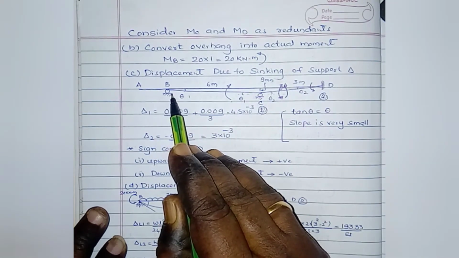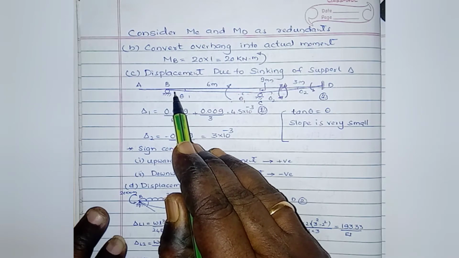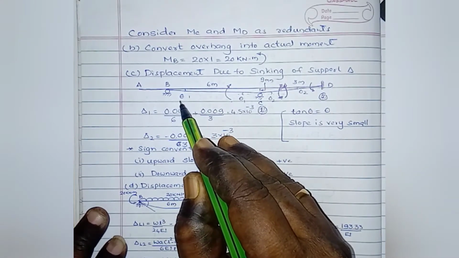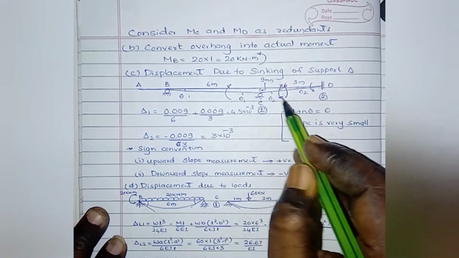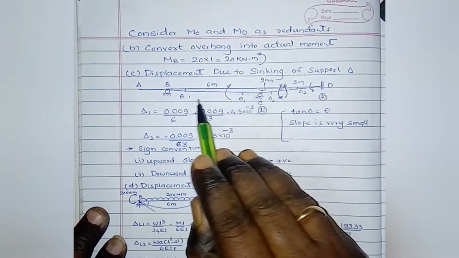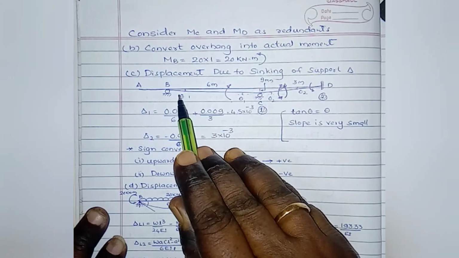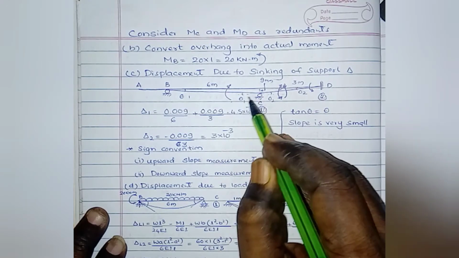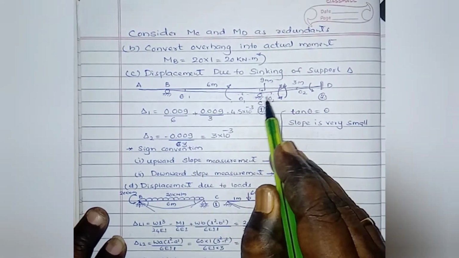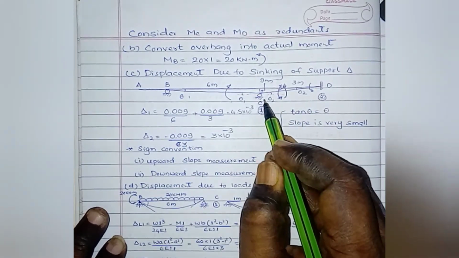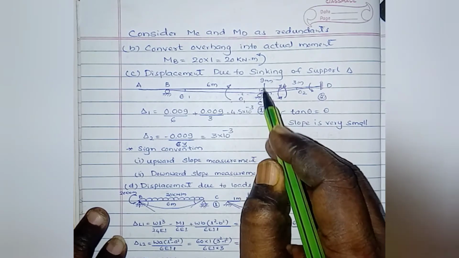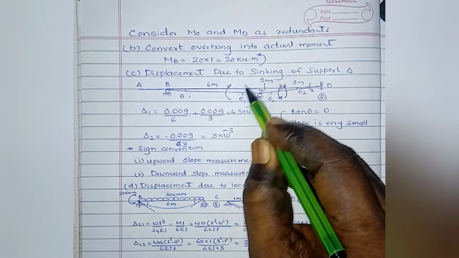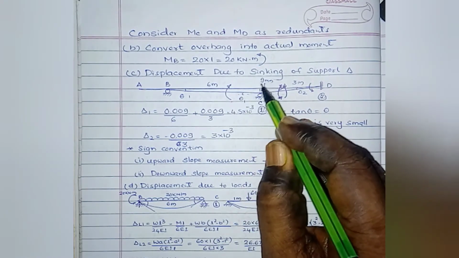Here the effect of this, it will undergo deformation due to the settlement like this. Here there is the slope theta 1 at B. Here at C, both the spans, both BC as well as CD, will undergo deformation due to the settlement of the support, since there is a settlement of C by 9 millimeter. Here this rotation is theta 1, this rotation is theta 2.